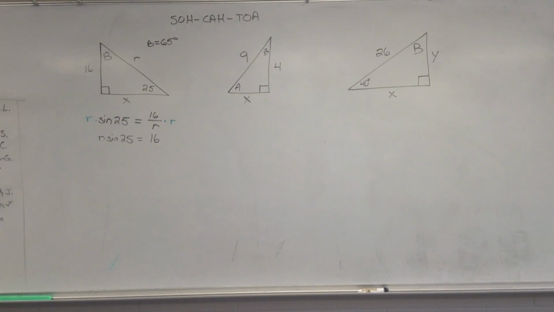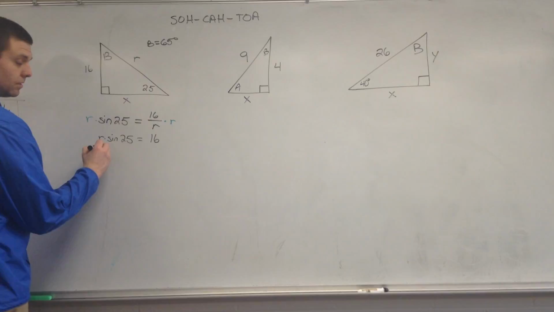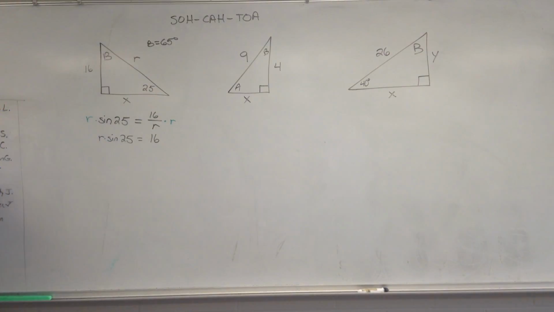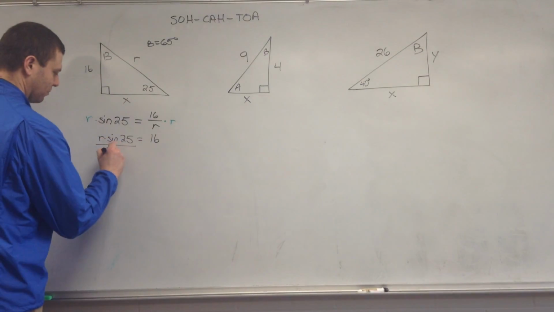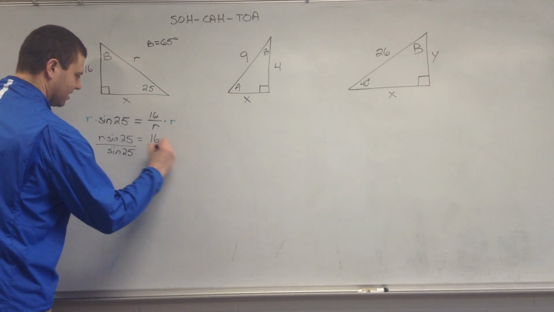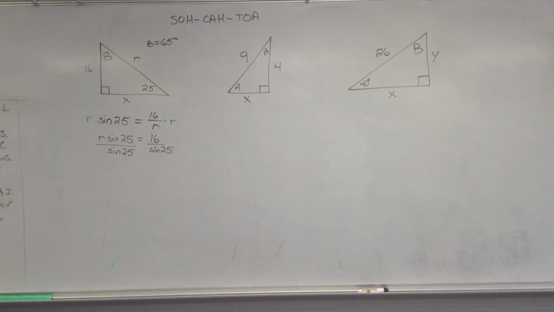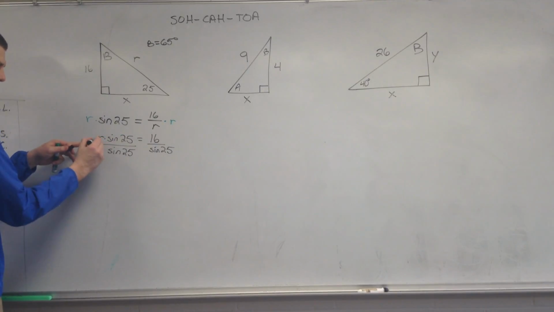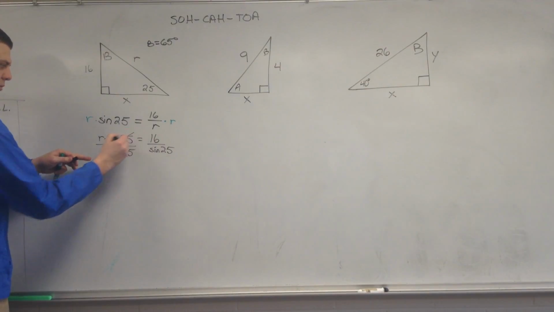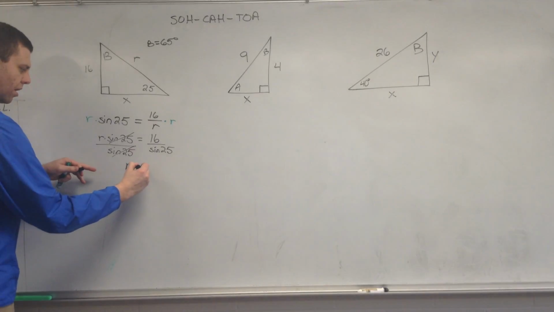Madison, what's our last step that we need to do in order to solve for r? Get r by itself, basically. You divide both sides by? Sine of 25. Nice try. Divide both sides by the sine of 25, because r times the sine of 25 divided by the sine of 25 is simply just r.